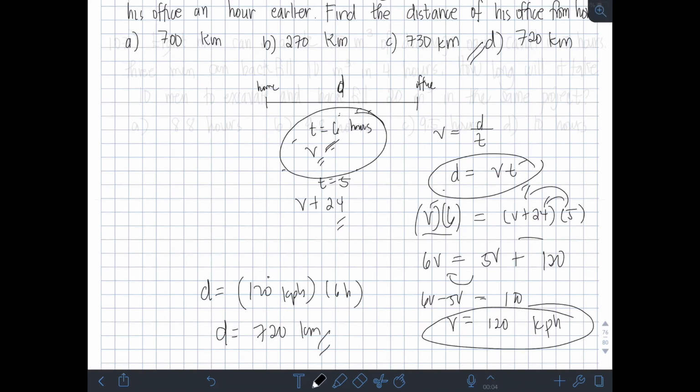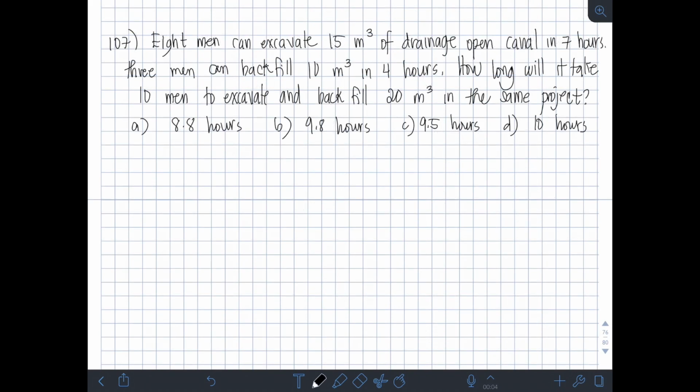Letter D. Next, we have: 8 men can excavate 15 cubic meters of drainage open canal in 7 hours. 3 men can backfill 10 cubic meters in 4 hours. How long will it take 10 men to excavate and backfill 20 cubic meters in the same project?